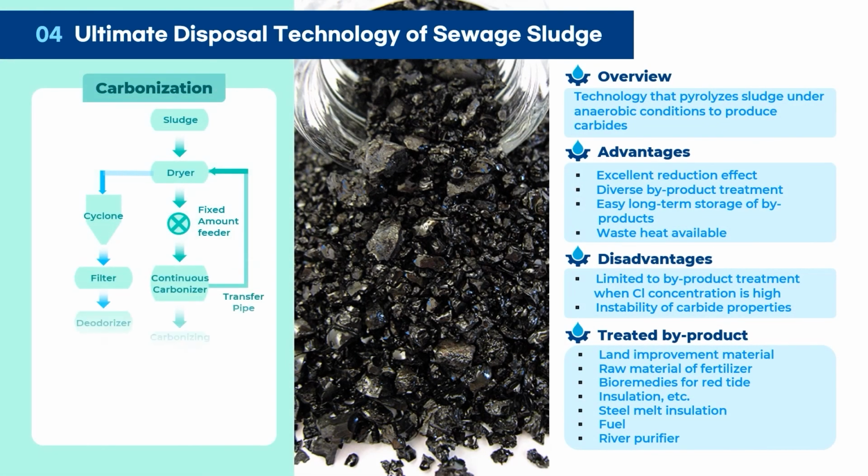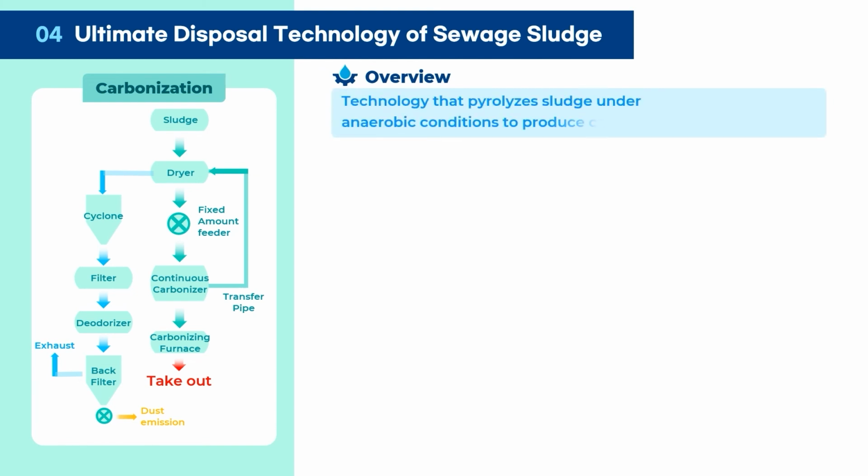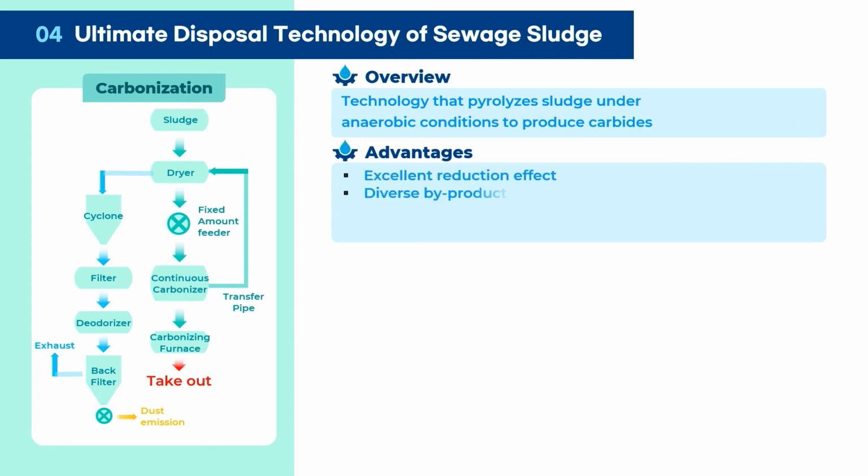Finally, there is carbonization. This refers to a technology in which dewatered cake is dried, then goes through thermal decomposition in a carbonizer in an oxygen-free environment. This method offers an excellent reduction rate and a wider variety of areas for reuse than other methods, in addition to which waste heat produced by the drying process can be used as a heat source.